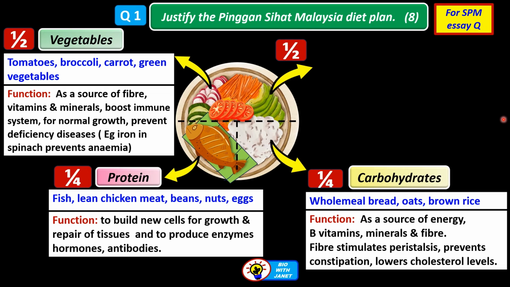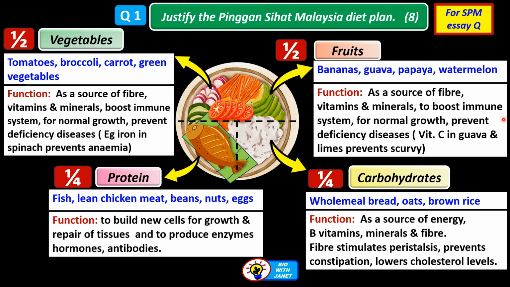Now, half fruits. So what are fruits for? Examples are bananas, guava, papaya, watermelon, the local fruits, and also oranges, lime, and so forth. Their function is as a source of fiber, vitamins, and minerals, helping to boost the immune system for normal growth and development of children, and helping to prevent deficiency diseases like scurvy and night blindness. Scurvy is caused by a lack of vitamin C, night blindness by a lack of vitamin A. So you can give examples, like guava contains a lot of vitamin C that can help to prevent scurvy, the swollen bleeding gums.